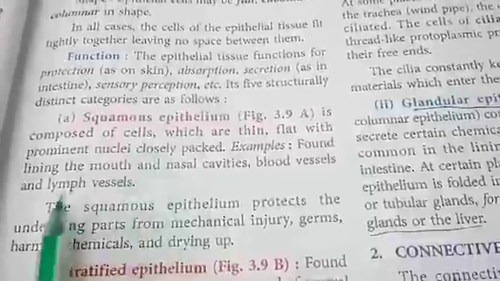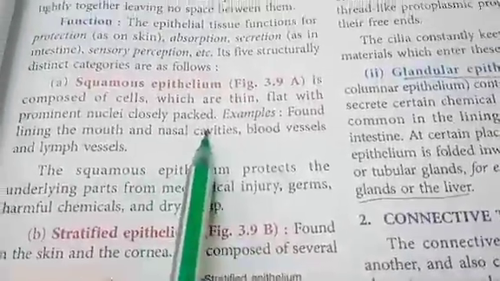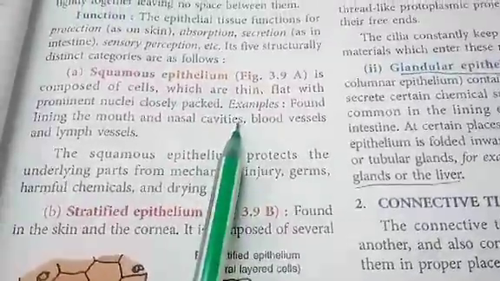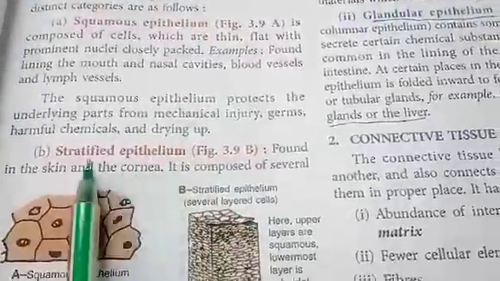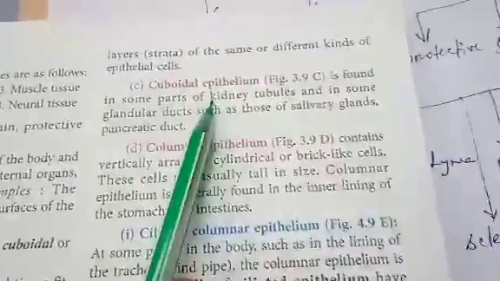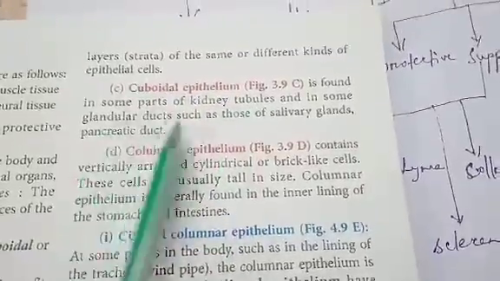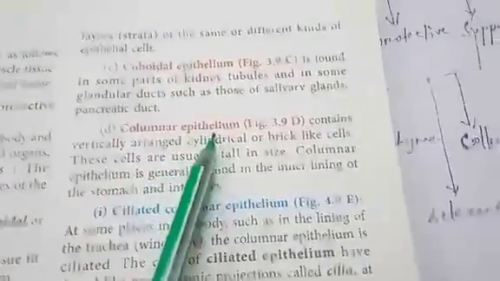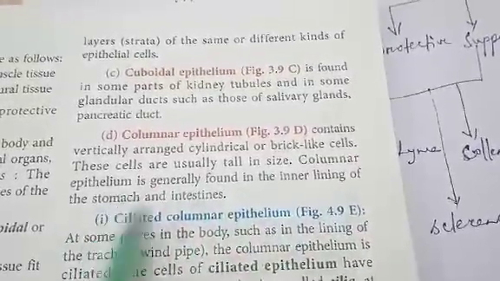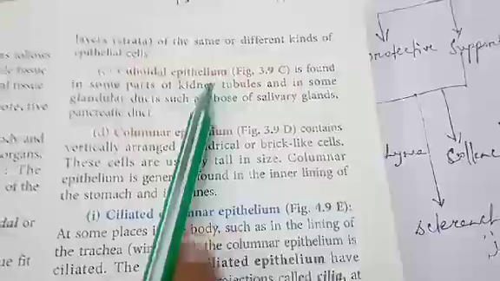Coming to squamous epithelium, again you will find where is the location? Lining the mouth and nasal cavities, blood vessels and lymph vessels. The function is again protective. And next comes stratified epithelium, found in the skin and cornea. Cuboidal epithelium forms the lining of the kidney tubules and glandular ducts. Columnar epithelium forms the covering or lining of the stomach and intestine. So for all these, the common function is protection and secretion.